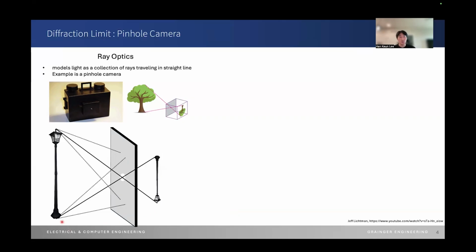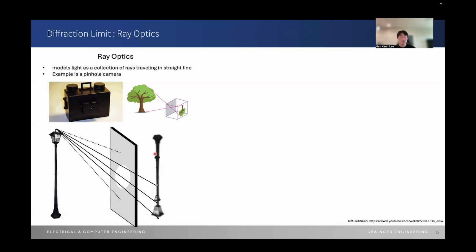Same thing here at the bottom of the lamp: the light will scatter everywhere and only a portion of the light will pass through this pinhole and form an image at the imaging plane. And because it's a straight line, it creates an inverted image. What would happen if you increase this pinhole size? Instead of the image being more clear, now it becomes more blurry.